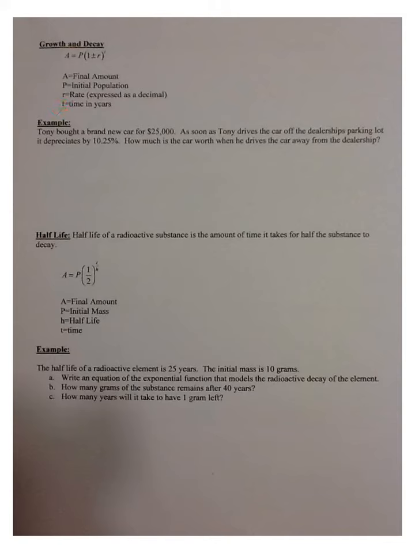So let's see what it says. Tony bought a brand new car for $25,000. As soon as Tony drives off the dealership parking lot, it depreciates by 10.25%. How much is the car worth when he drives away from the dealership? Okay, so we have A equals 25,000 times (1 minus 0.1025), and it's raised to the first power because now your time is in years. As soon as you go away from the dealership, your time has started. So that now rounds to 1 year.